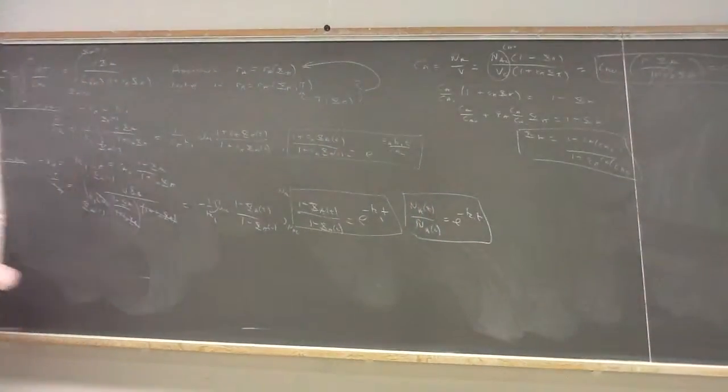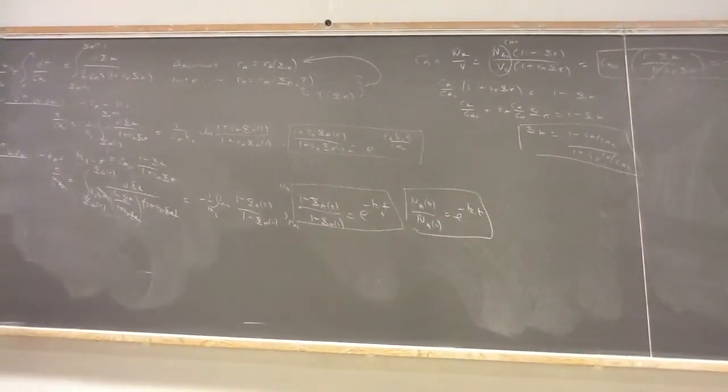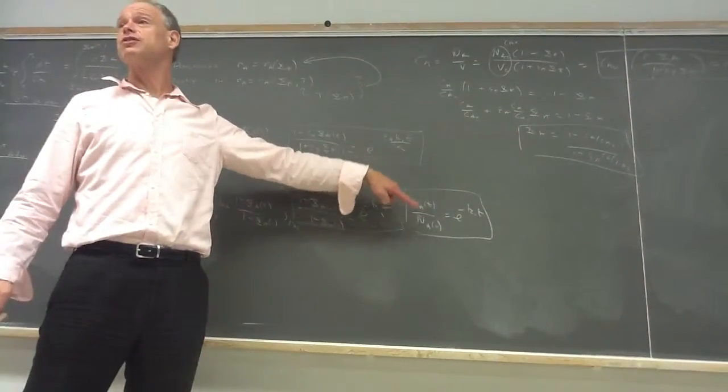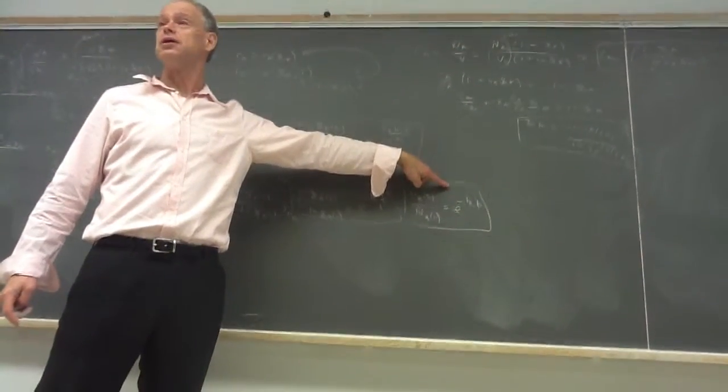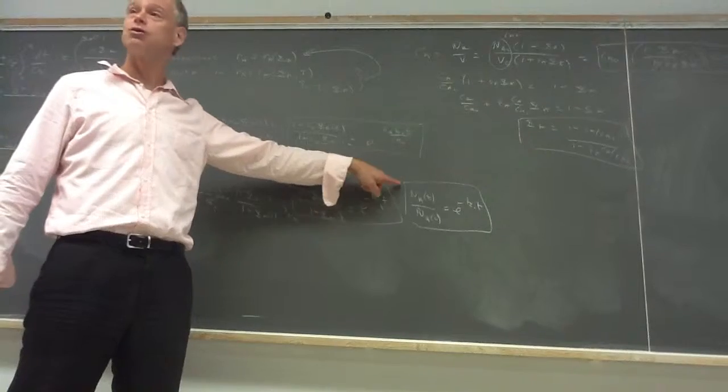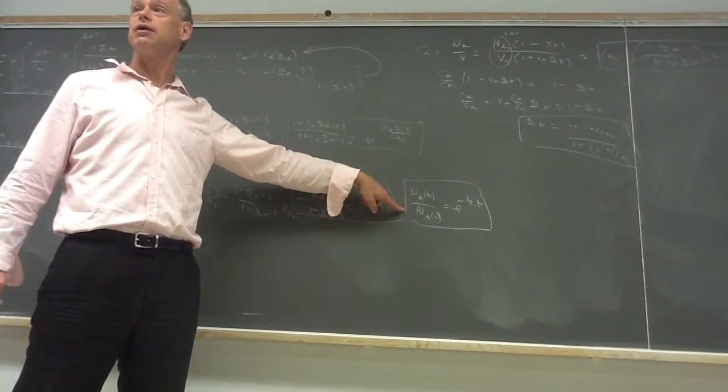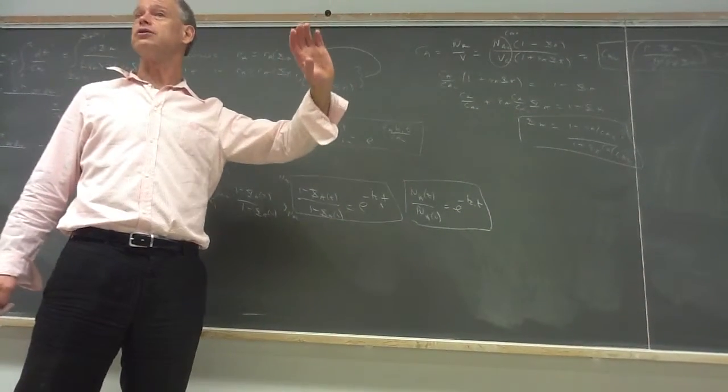And I want you to compare that with constant density. If you look back, I had CA of t over CA of 0 was e to the minus k1t. Here it's non-constant density, so it's in terms of NA, not in terms of CA, because the volume has also changed.